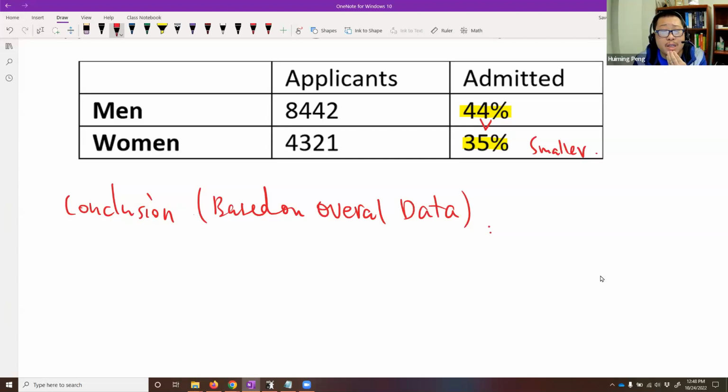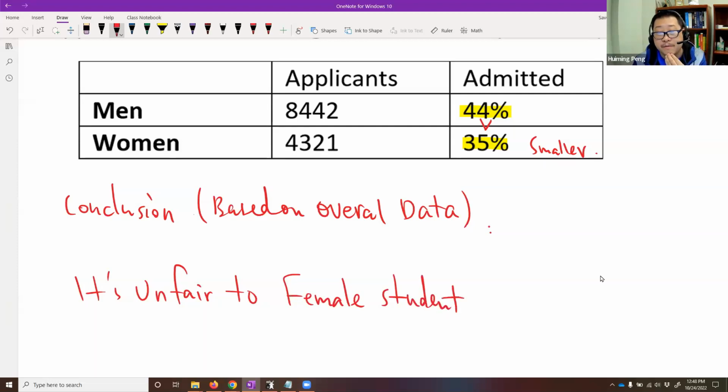And so we can draw this kind of conclusion: the school is unfair to female students, or female applicants, or there is gender bias. Is that okay? Or we know this is just a kind of bias.